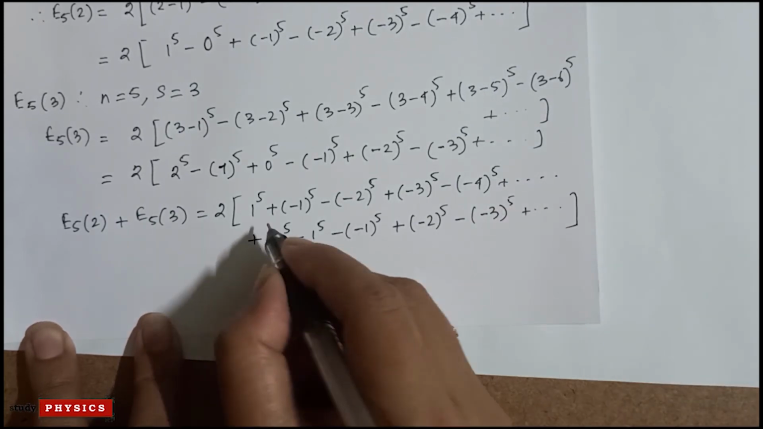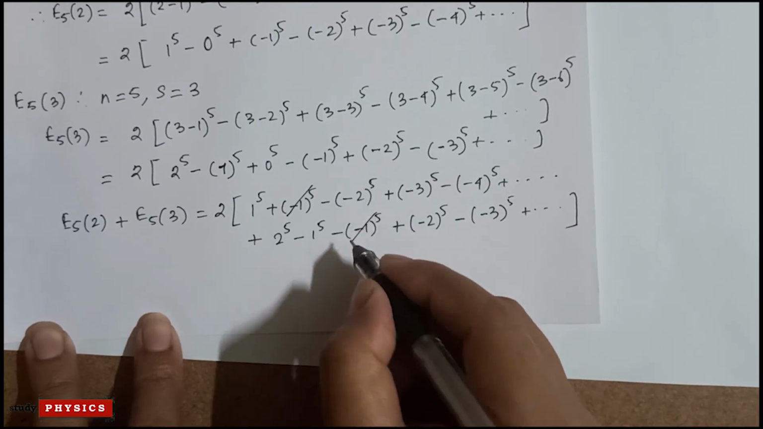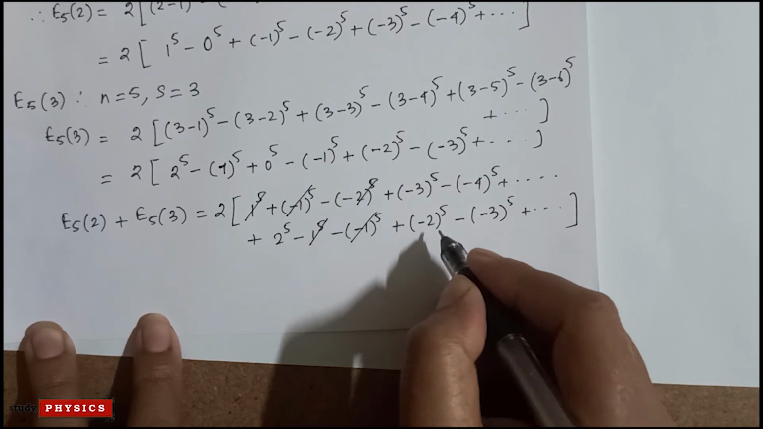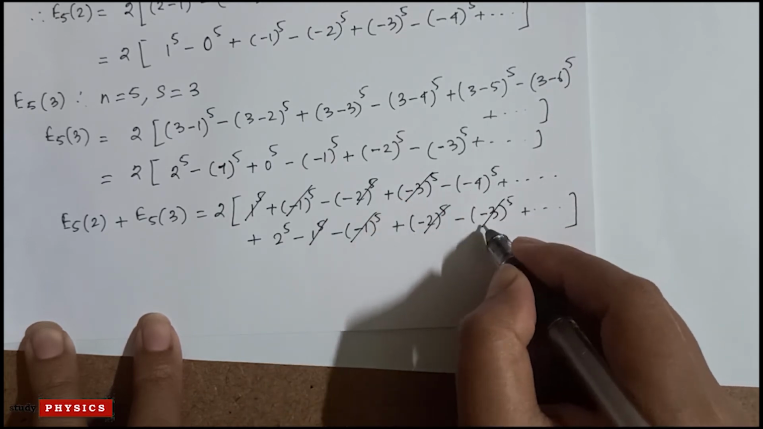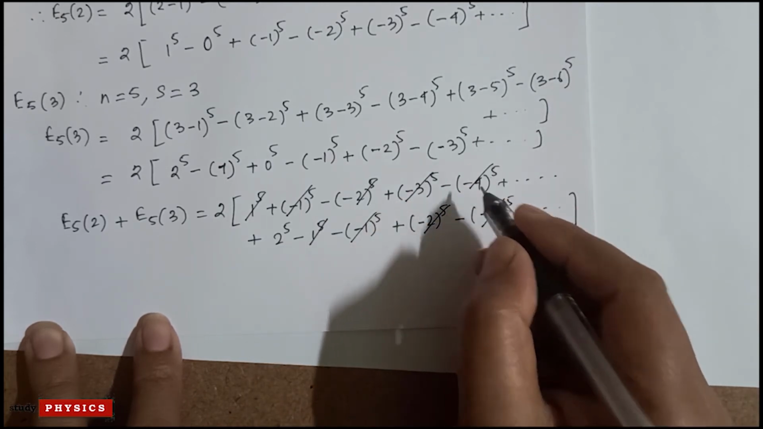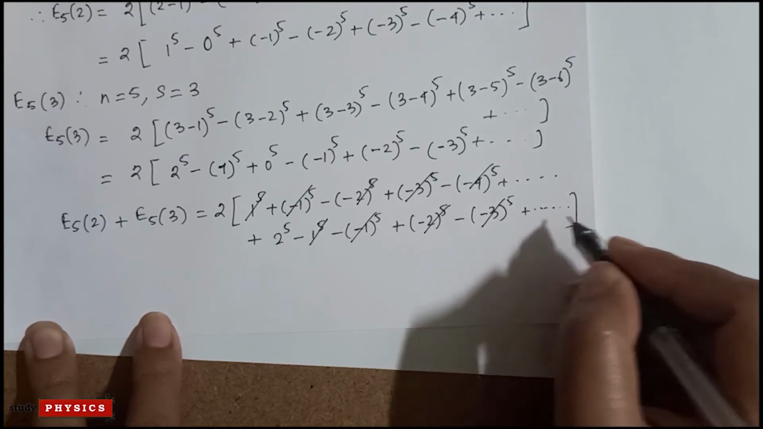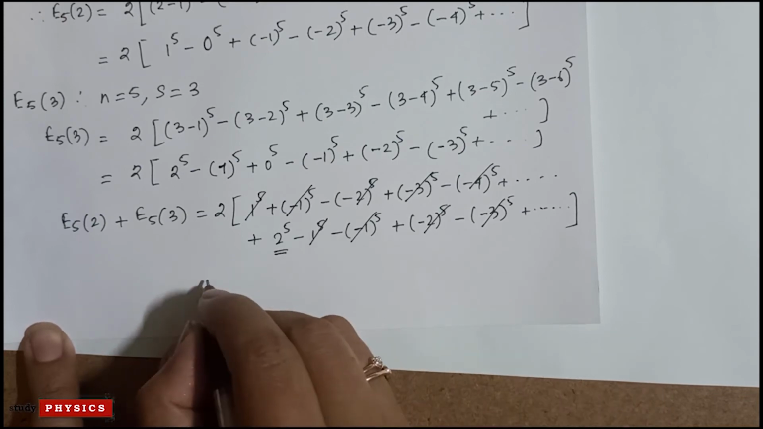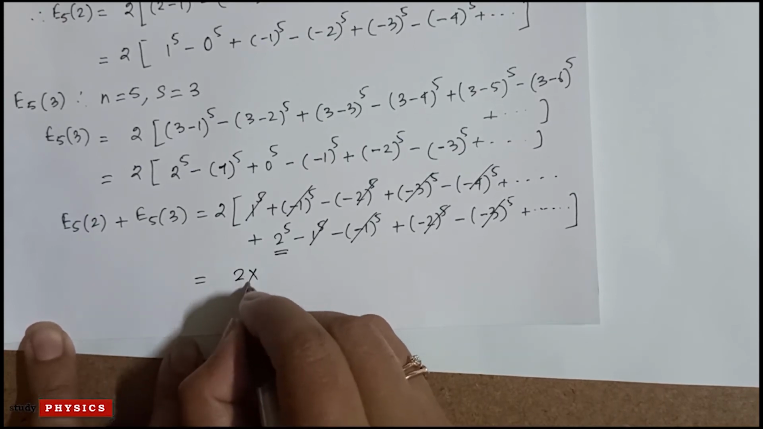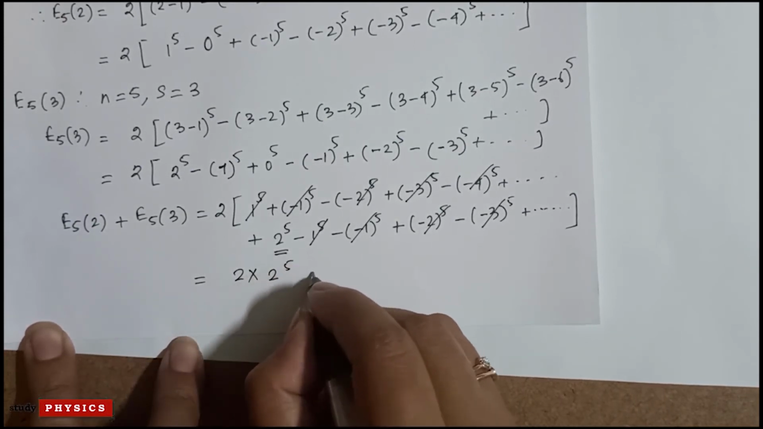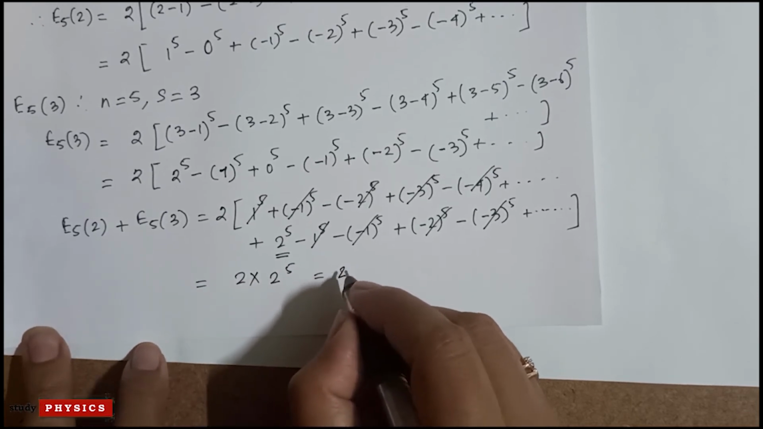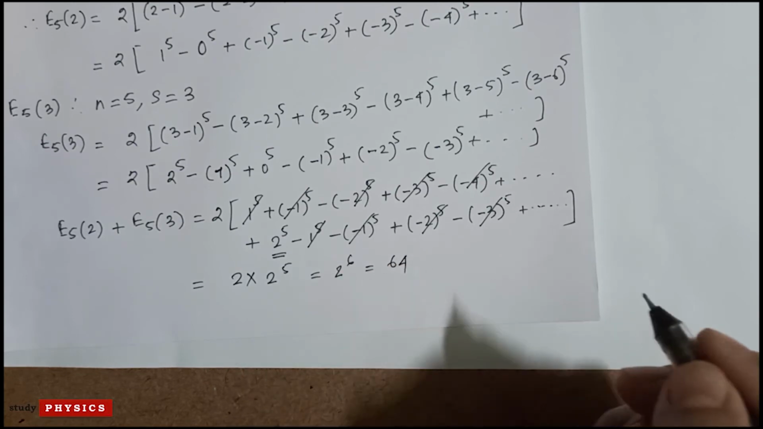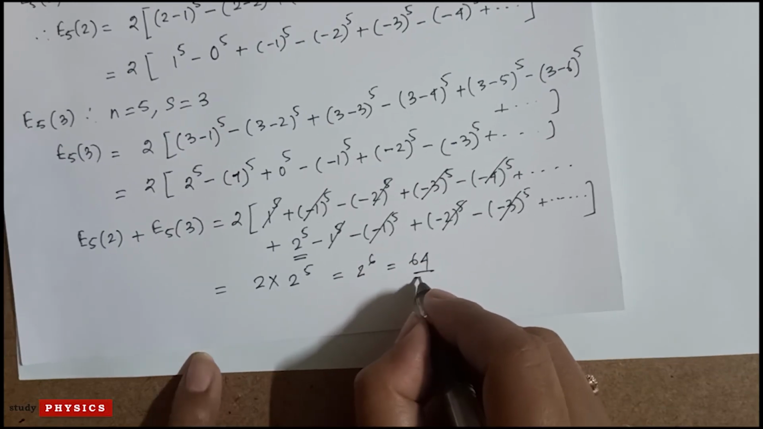So here this term and this term will be cancelled out, this and this, minus of minus 2, minus of minus 3, and this will also be cancelled out when the extra terms are considered. So here only 2 to the power 5 will remain. So 2 into 2 to the power 5, which is 2 to the power 6, which is 64. So the answer is 64.